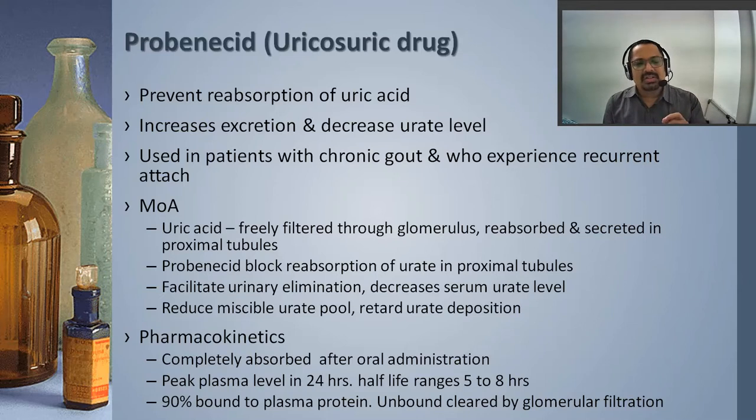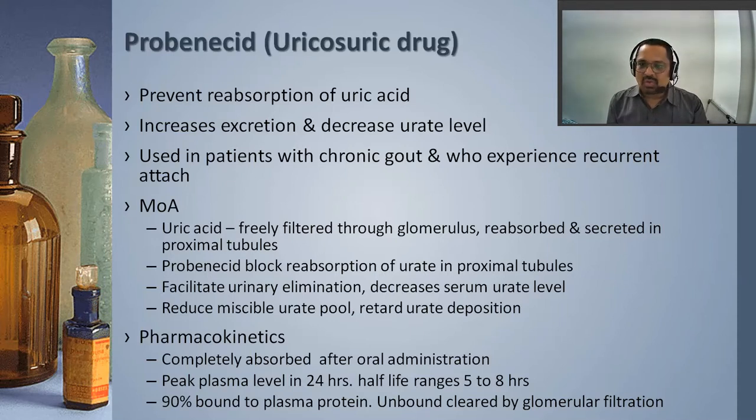As far as the mechanism of action is concerned, we know that uric acid is freely filtered through the glomerulus and reabsorbed through the proximal tubules. Probenecid blocks this reabsorption process, so the uric acid is freely filtered through the glomerulus, and as there is no reabsorption now, it will be secreted. Reabsorption will be blocked in the proximal tubule, and this will facilitate urinary elimination of uric acid. Thereby they decrease the serum level. So it reduces the miscible urate pool and retards urate deposition inside the body.